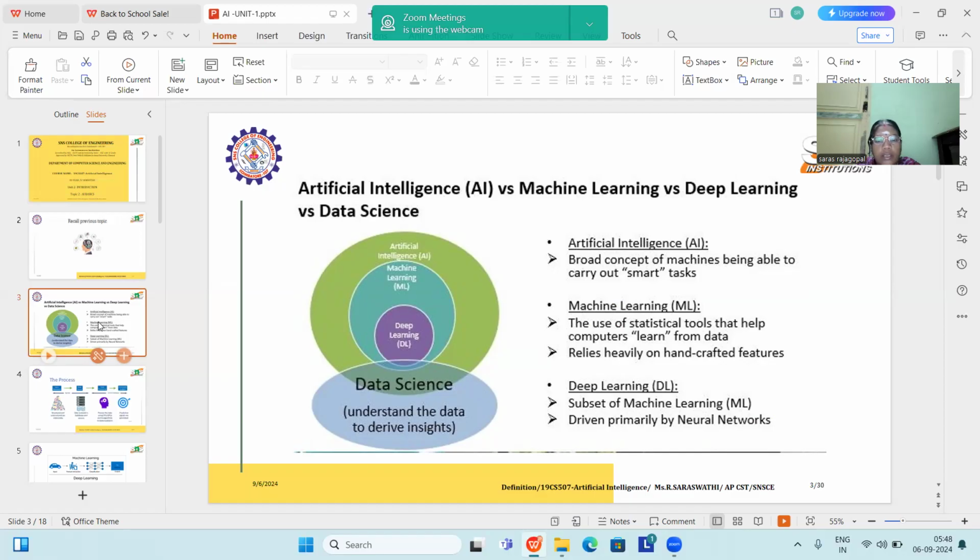Next one is deep learning. Deep learning is a subset of machine learning, driven primarily by neural networks. These are the three important concepts in AI: machine learning, deep learning, and data science.